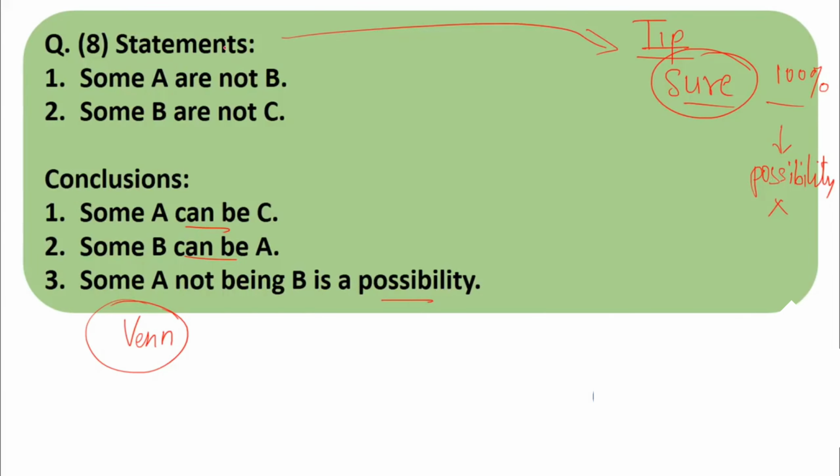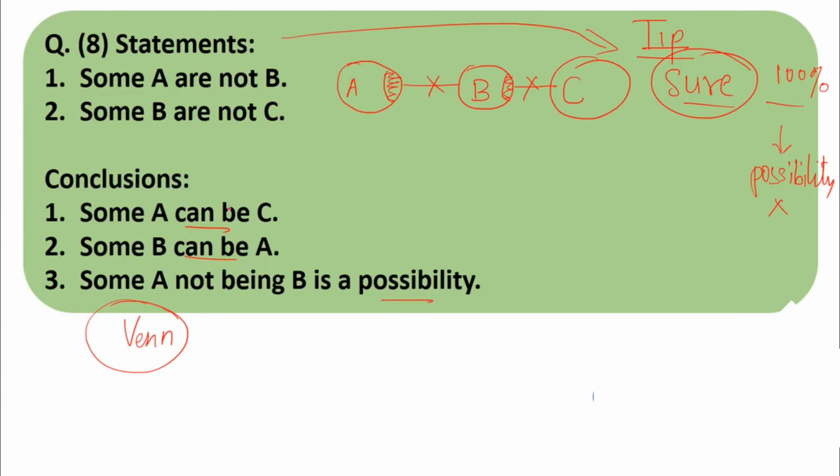Statements. Some A are not B. How to write that? We draw A, then we mark some part of it, and this part of A is not B. What is next? Some part of B is not C. Again for B, mark some part. This part is not C. This is the way we can draw the diagram. Main diagram, primary diagram, very easy diagram, right?